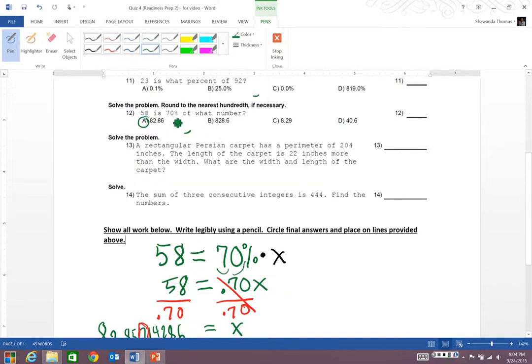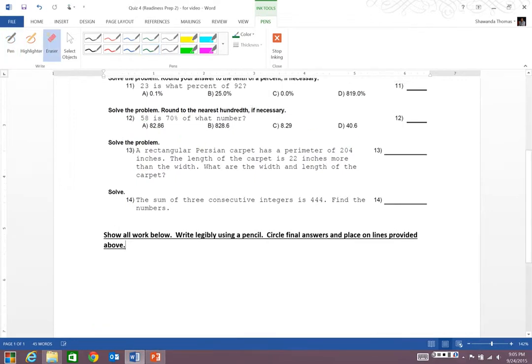Alright, 58 is 70% of what number? That doesn't make sense. 8.29? Of course not. Because the number that we need definitely has to be greater than 58, and therefore we can also eliminate D from the answer choices as well. Alright, so we established that number 12 was A. Let's move on to number 13.